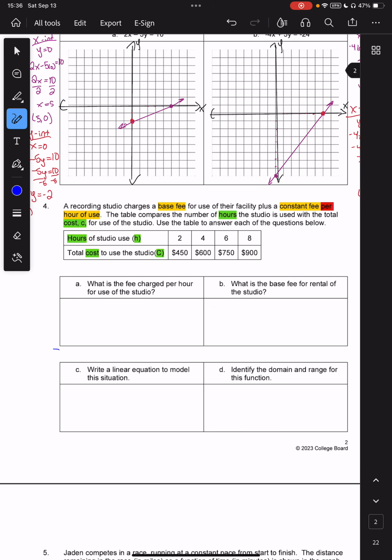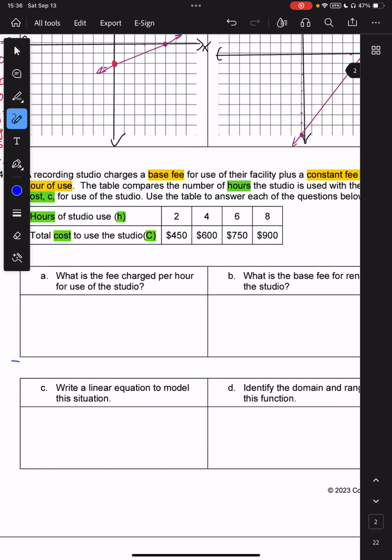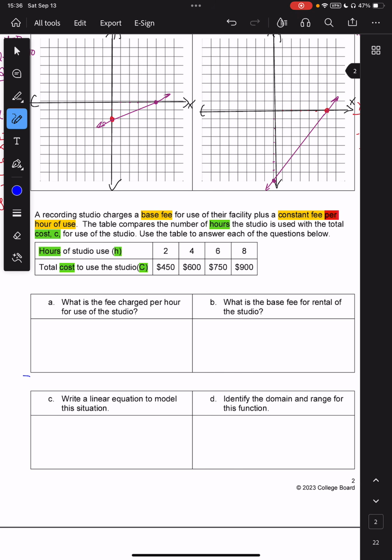So the first question says, what is the fee charged per hour for use of the studio? We're seeing that word per again. So what we're trying to figure out is the cost per hour. So typically when we think of per hour, we're going to think of slope, miles per hour, minutes per mile, things like that. So in this case, the fee charged per hour. So the fee per hour.